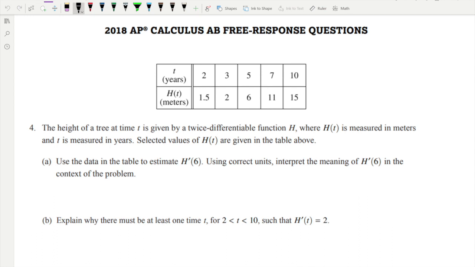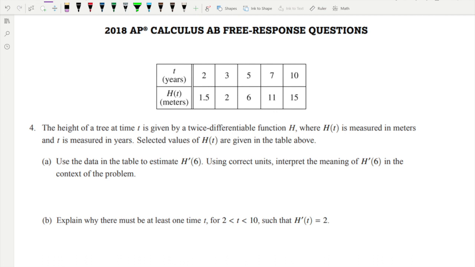Hi everyone, today we're going to do the 2018 AP Calc AB free response question, number 4. This is one of the no calculator questions, so you can't use a graphing calculator, and we'll see that this is one of the fairly typical table problems where they give you a table of data and ask you questions about it. So let's dive right in.